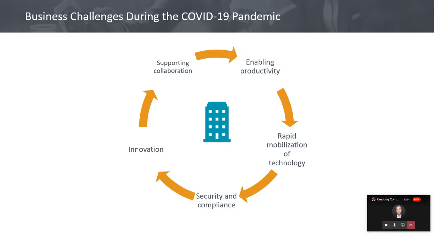So, businesses are faced with an overwhelming amount of challenges during these times. At the outset of the pandemic, many businesses needed to rapidly mobilize technology at a scale while still ensuring security and compliance with company data. They needed to enable productivity while supporting collaboration and innovation.